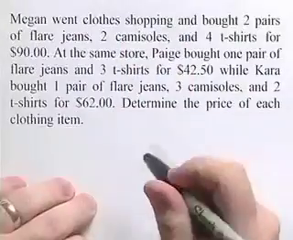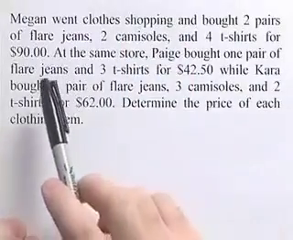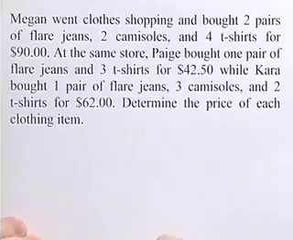Here we're going to use matrices on our graphing utility to solve a system of equations. In this situation, Megan went clothes shopping and bought 2 pairs of flare jeans, 2 camis, and 4 t-shirts for $90. At the same store, Paige bought 1 pair of flare jeans and 3 t-shirts for $42.50, while Kara bought 1 pair of flare jeans, 3 camis, and 2 t-shirts for $62. We're asked to determine the price of each clothing item.